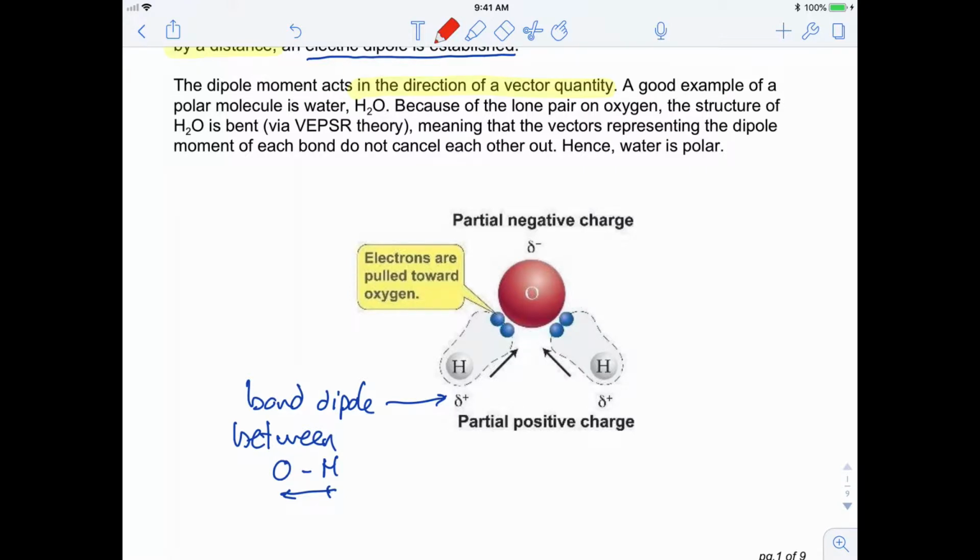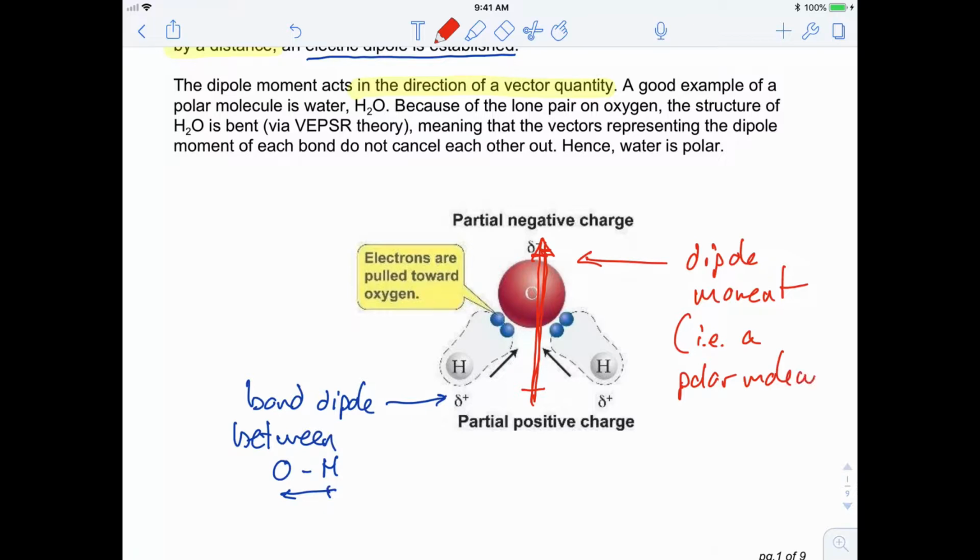So we have two bond dipoles, and because of the asymmetric arrangement of these bond dipoles, that is, because they're not directly opposite one another, we have a dipole moment. So a dipole moment essentially is the same as a polar molecule. So water has a permanent dipole moment, and so it's considered polar.